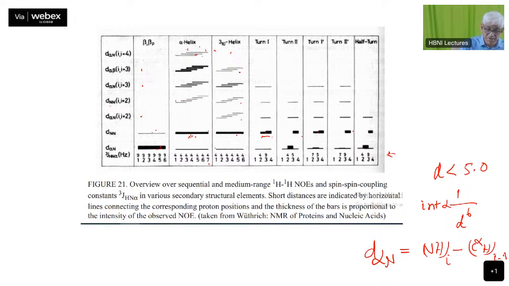Whereas those will be weak in the case of alpha helix. That coupling constant is very small, 4 Hertz. So you may not be able to see that peak very strongly in the COSY spectrum. In the turns there is also a variation in the coupling constants, 4, 5, 7, 5 and so on. One has to have these numbers so that you can interpret your NOESY and COSY spectra accurately.